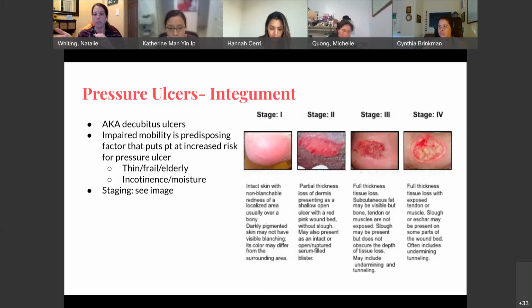And then these are the stagings as reminders. I'm not going to go through all of them, you guys. This is just a review.